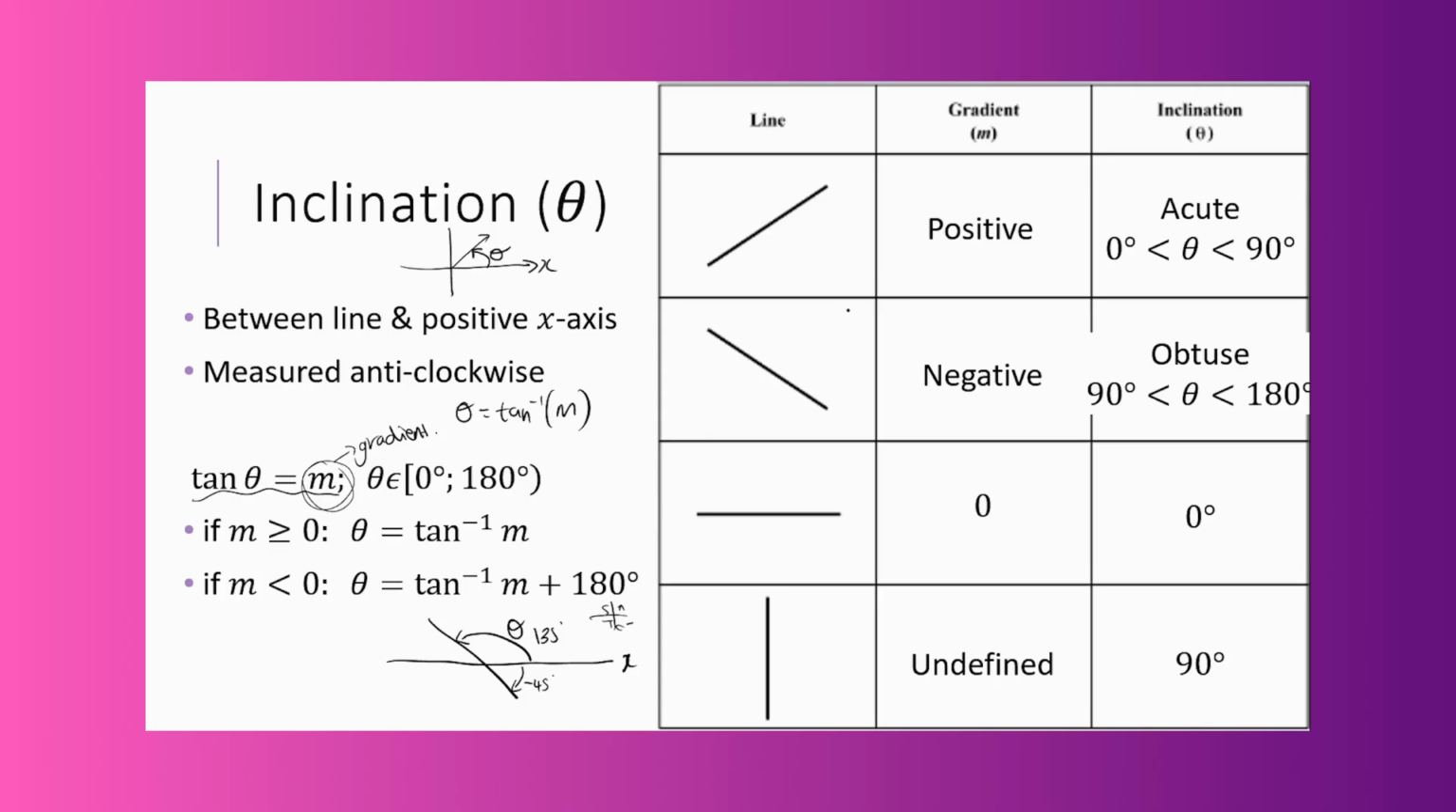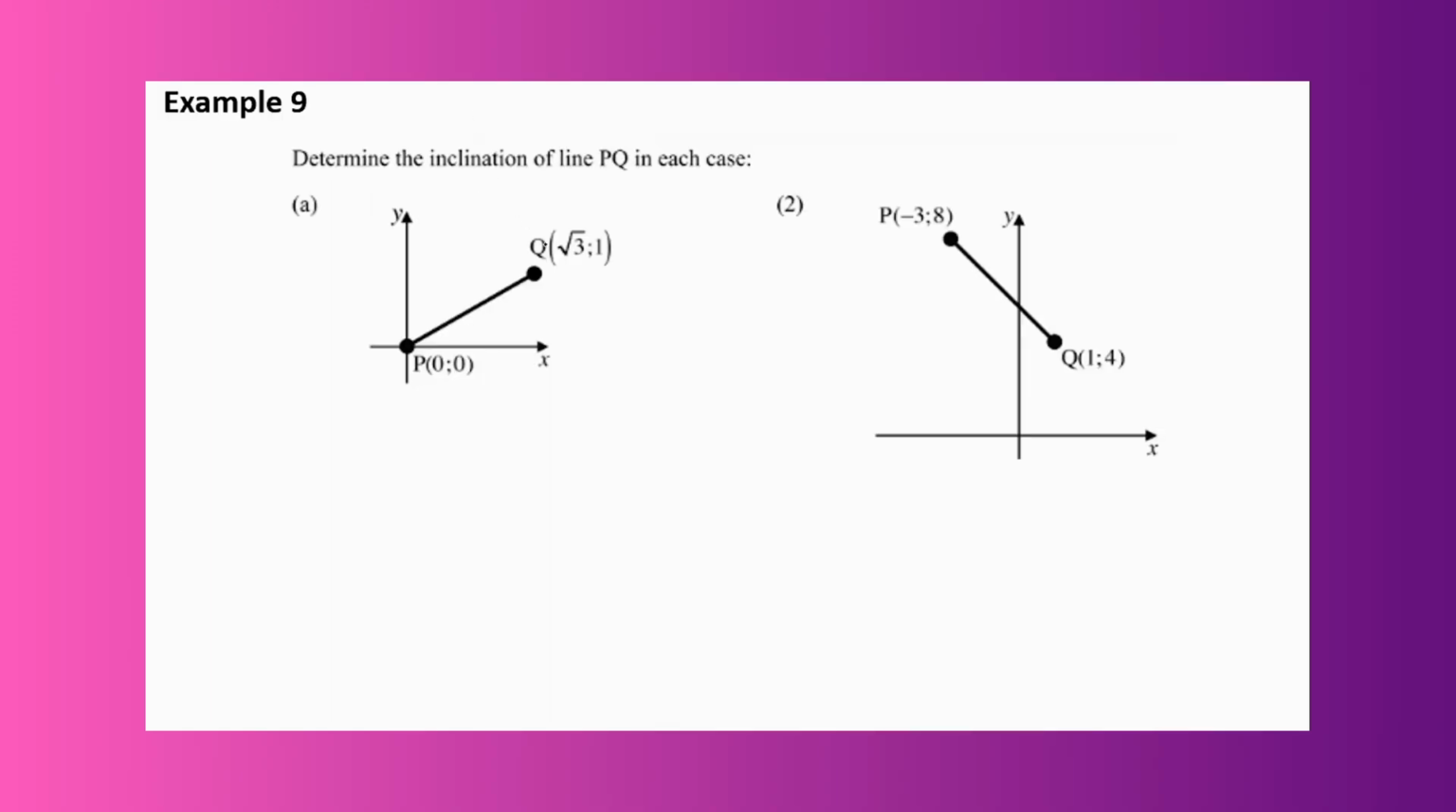And then this is just like a summary. If it's a positive gradient, like a positive ascending straight line, you'll get an acute angle. If it's a negative or descending straight line, you'll get obtuse. If it's a horizontal line, 0. And if it's a vertical line, you'll get 90. Okay, so we're going to determine the inclination of line PQ in each of these cases.